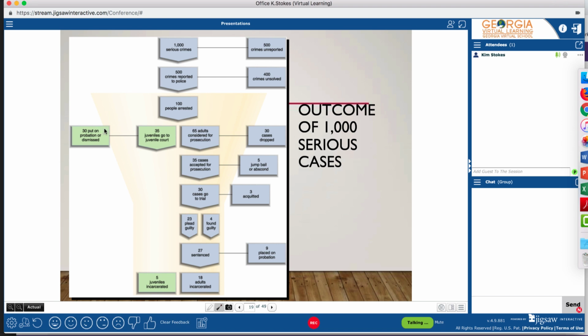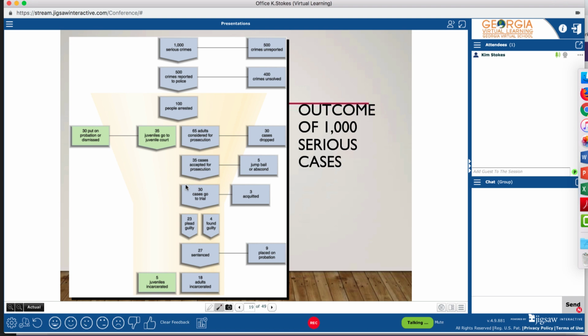30 of these are put on probation or dismissed. 35 are juveniles who go to court. 65 are adults considered for prosecution, and 30 of the cases are dropped. Of the 65 adults considered for prosecution, 35 cases are accepted for prosecution. 5 of those jump bail.